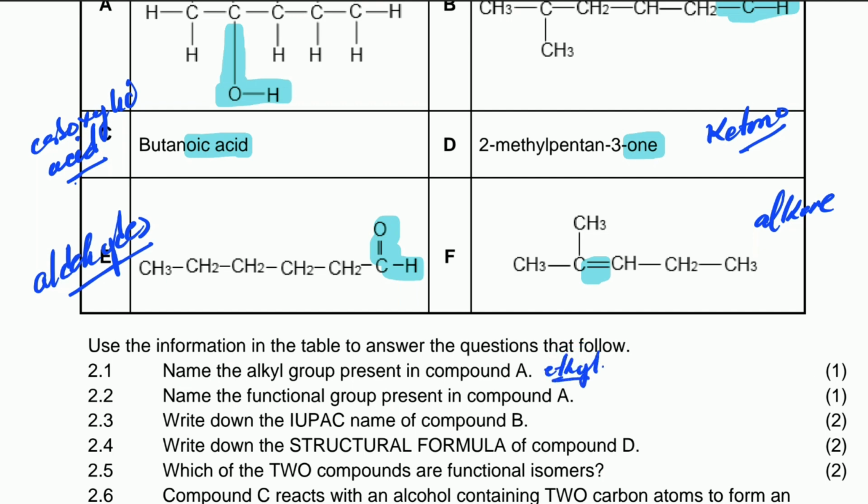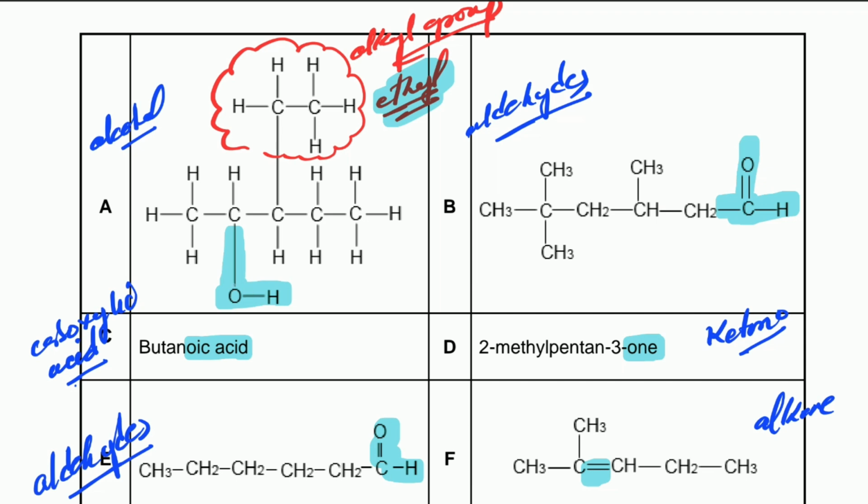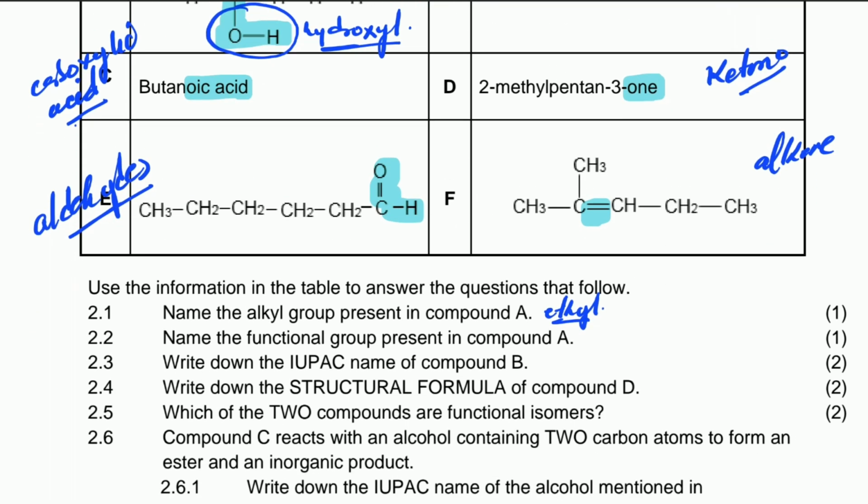Second one: name the functional group present in compound A. Now in compound A, we're still with the alcohol. This is the functional group, and this functional group has a name, that is hydroxyl. That is very simple. Name the functional group. Be careful, because learners sometimes stop reading halfway and then they don't complete the question. This is hydroxyl. Hydroxyl is the name of the functional group.